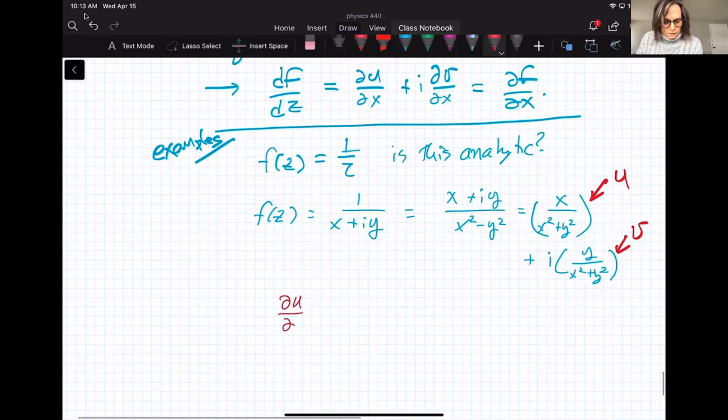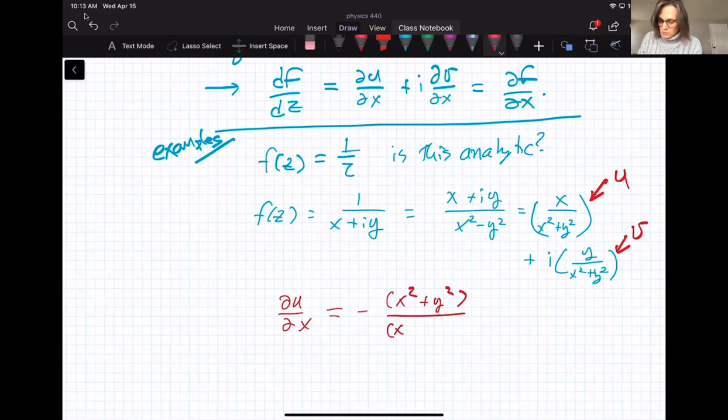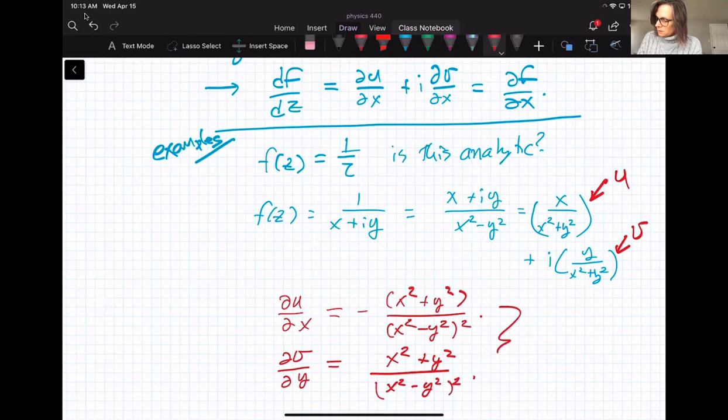I'll leave it for you to verify, because this is pretty straightforward, that du dx is equal to minus x squared plus y squared over x squared plus y squared squared, and dv dy is equal to x squared plus y squared over x squared plus y squared squared. So in that case, it's not analytic for this function.